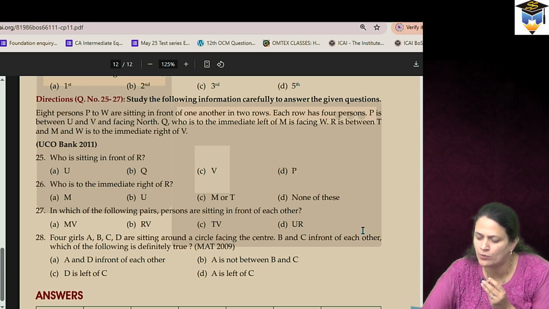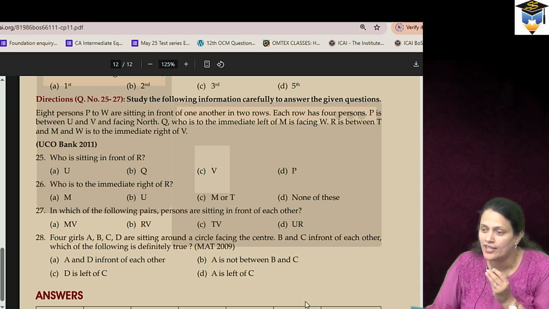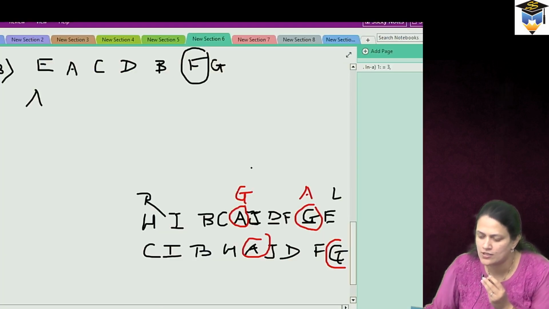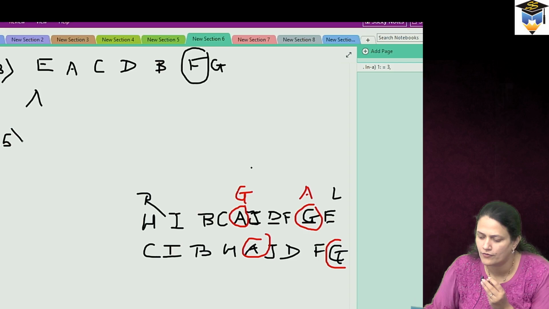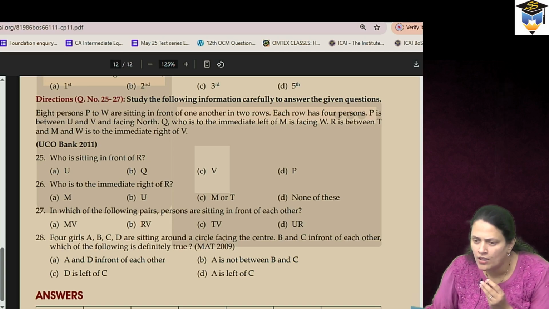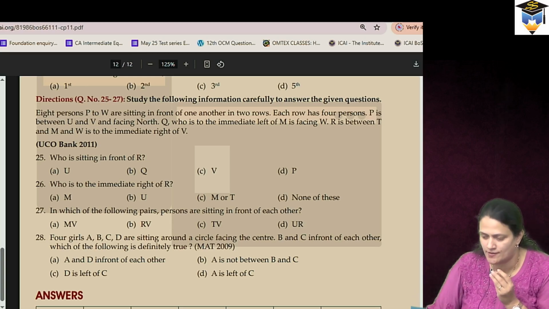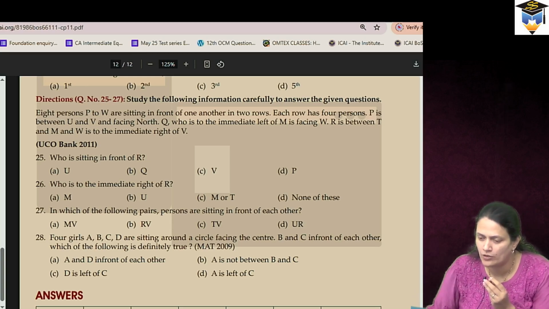8 persons P, Q, R, T, U, V, W and M are sitting in front of one another in 2 rows. Each row has 4 persons. P is between U and V, facing north. So P, U and V are on one side. This is question number 25. Q, who is to the immediate left of M, is facing west. So Q and M are on one side.